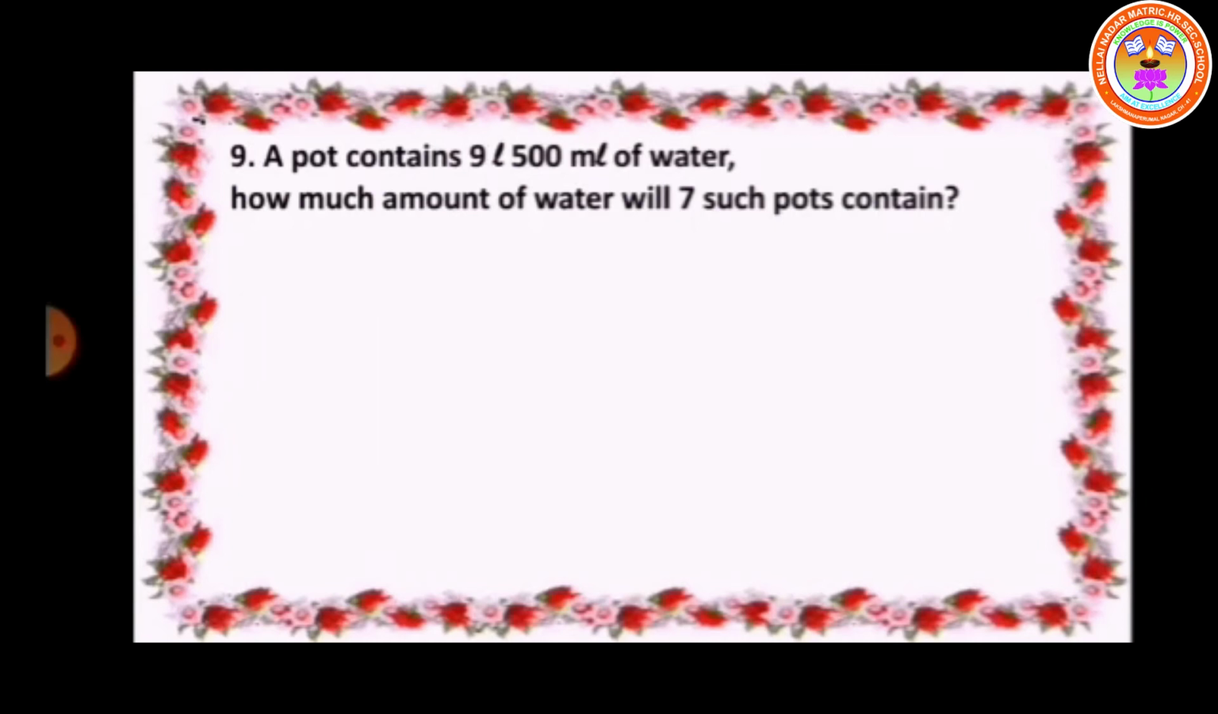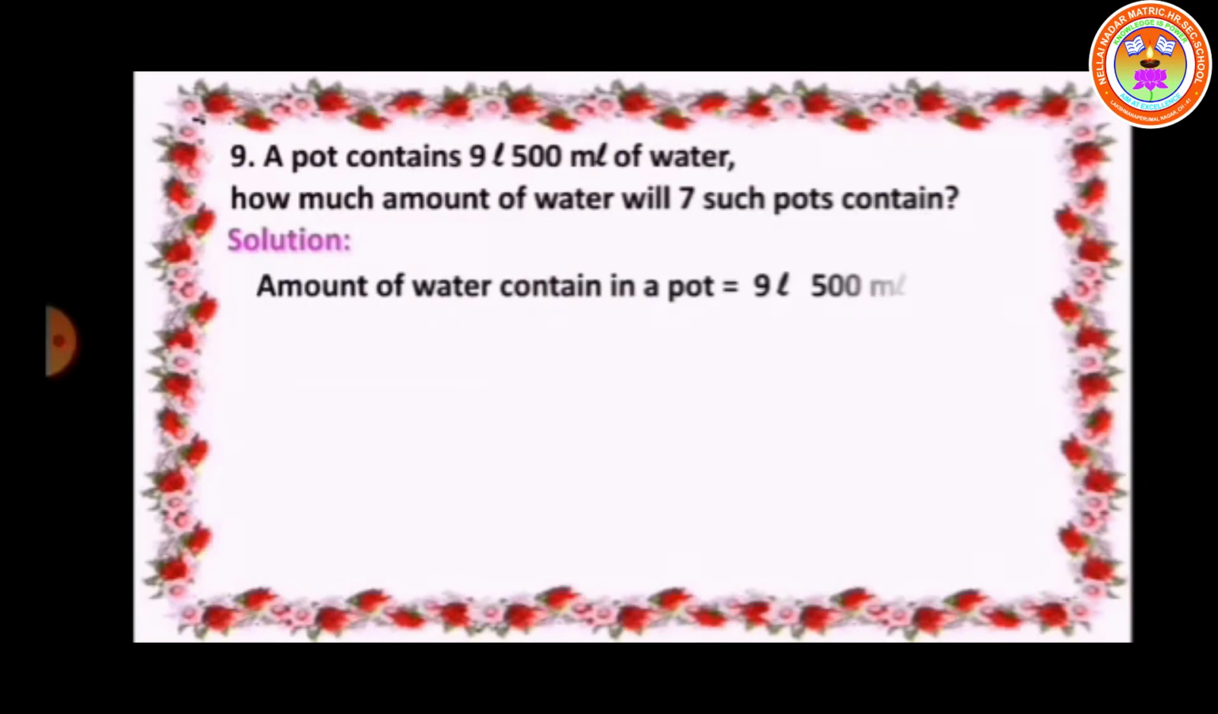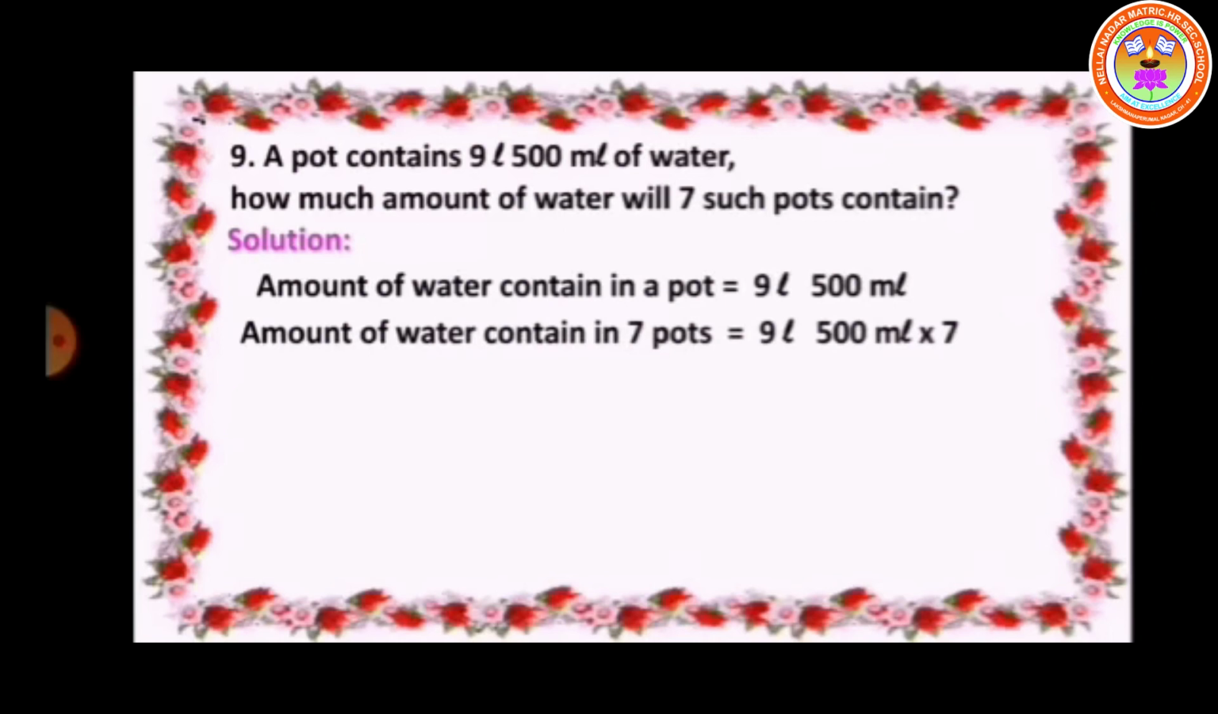Ninth sum, a pot contains 9 liter 500 milliliter of water. How much amount of water will 7 such pots contain? Solution. Amount of water contained in a pot is equal to 9 liter 500 milliliter. Amount of water contained in 7 pots is equal to 9 liter 500 milliliter multiplied by 7. First you have to write liter. 9 liter 500 milliliter multiplied by 7.